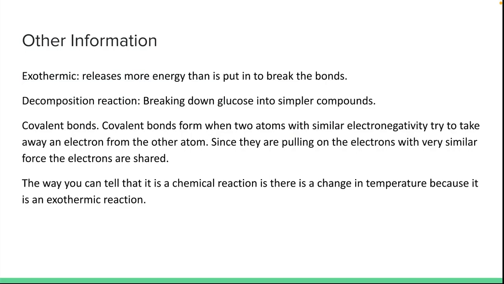The way you can tell that is a chemical reaction is there is a change in temperature because it is an exothermic reaction.